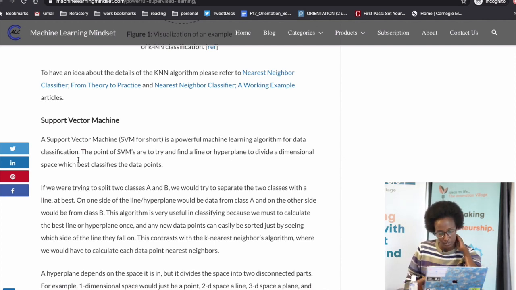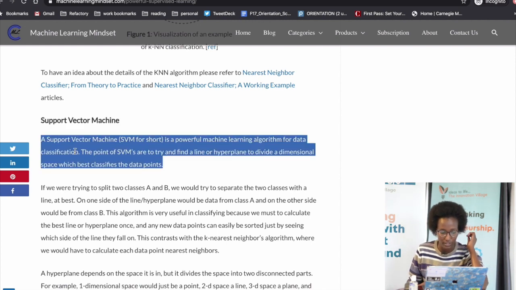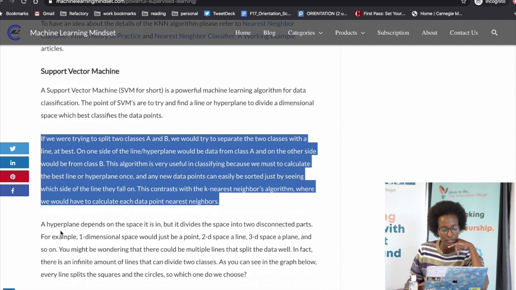Okay, so now let's look at the last example of a classification algorithm, and this example is called a support vector machine. We usually call it an SVM. An SVM is a powerful machine learning algorithm for data classification. The point of SVMs is to try and find the line or hyperplane to divide a dimensional space, which best classifies data points. Okay, so we're going to an explanation.